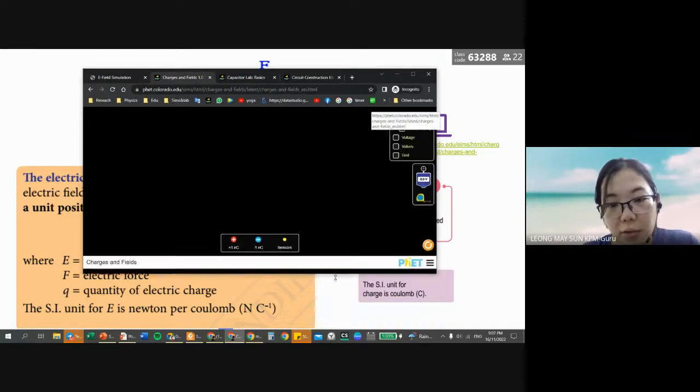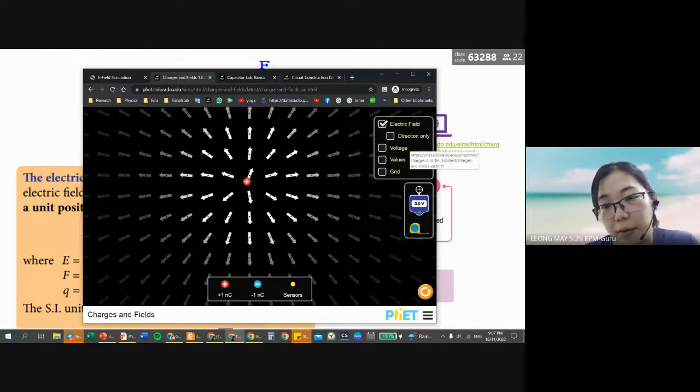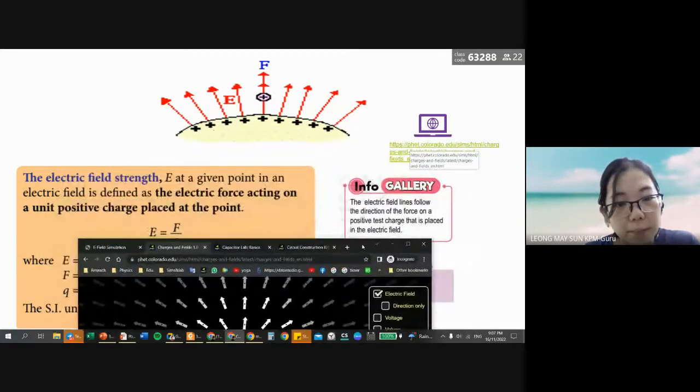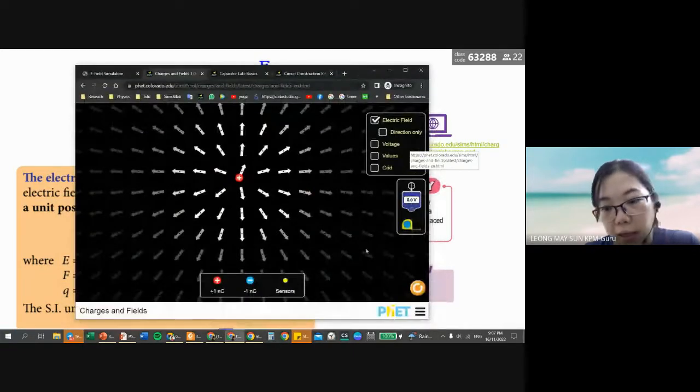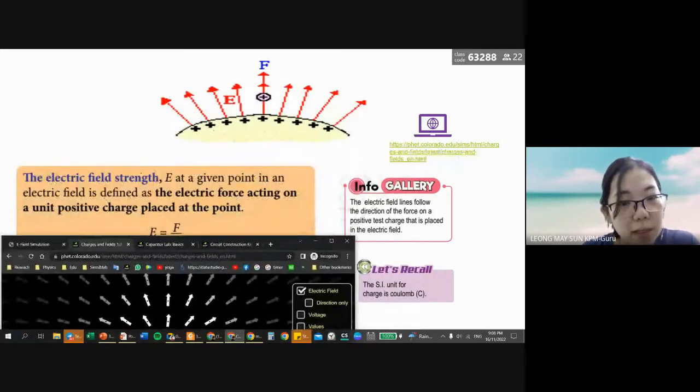So electric field strength is whereby if I put a positive charge here, and I take another positive charge, a test charge, and put it over here, this charge will feel as though it is being pushed away. If you recall the definition, the electric force acting on a unit positive charge placed at that point.